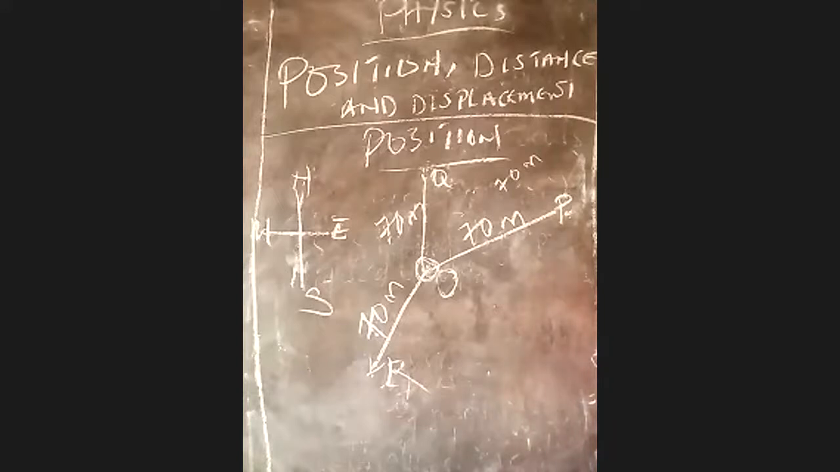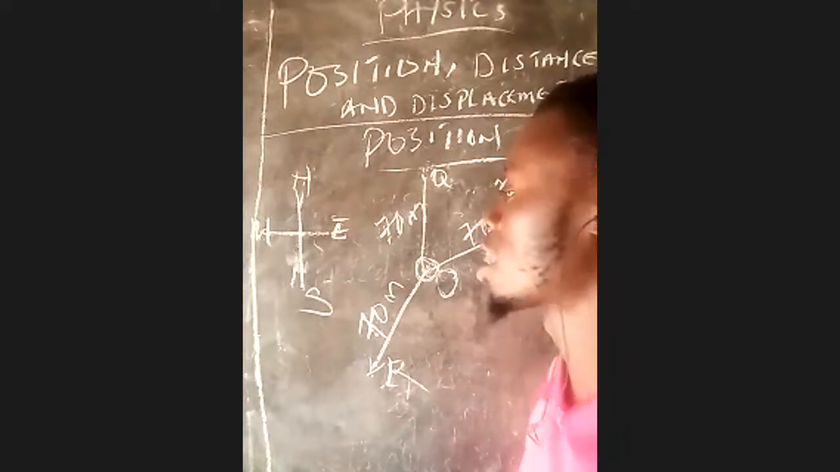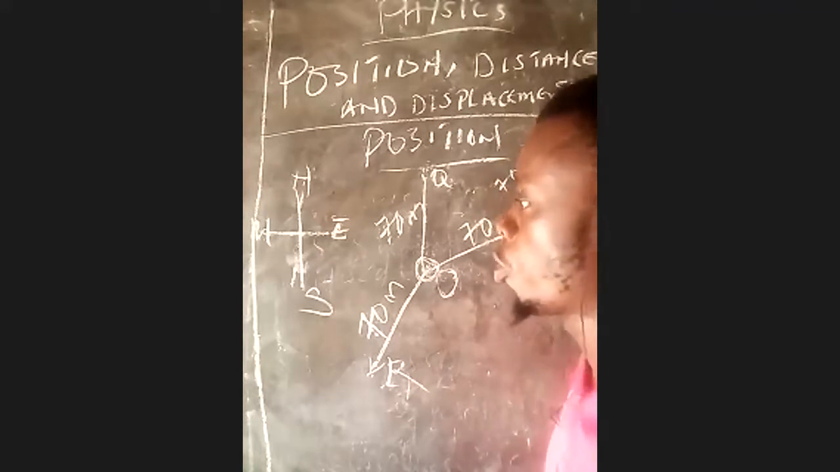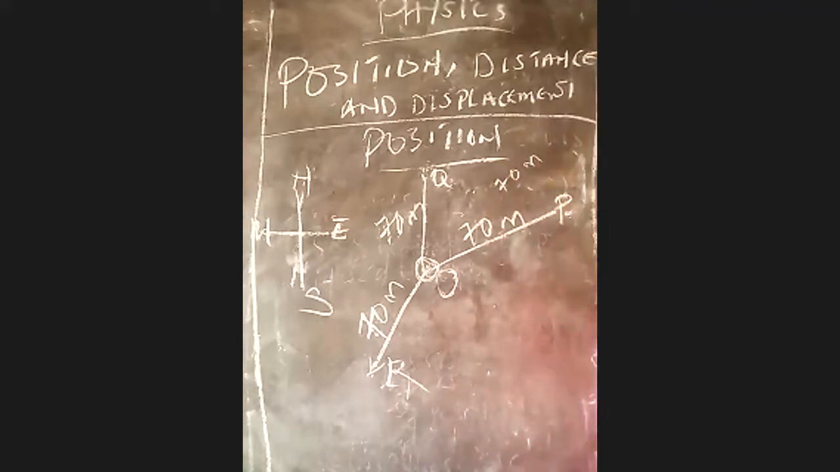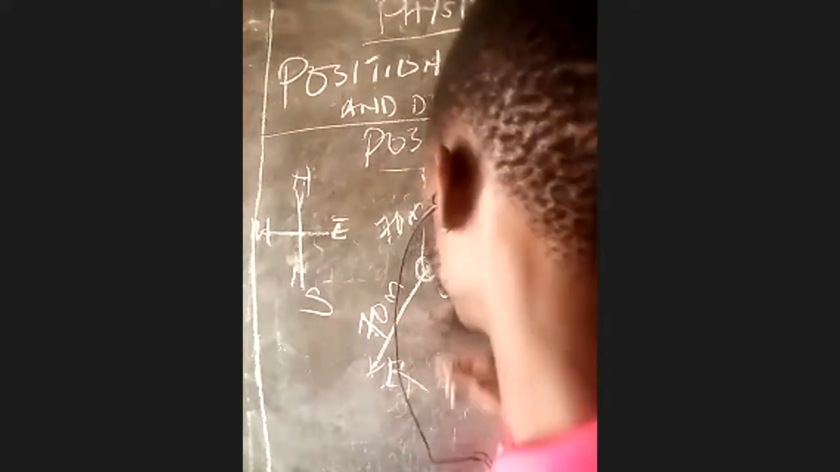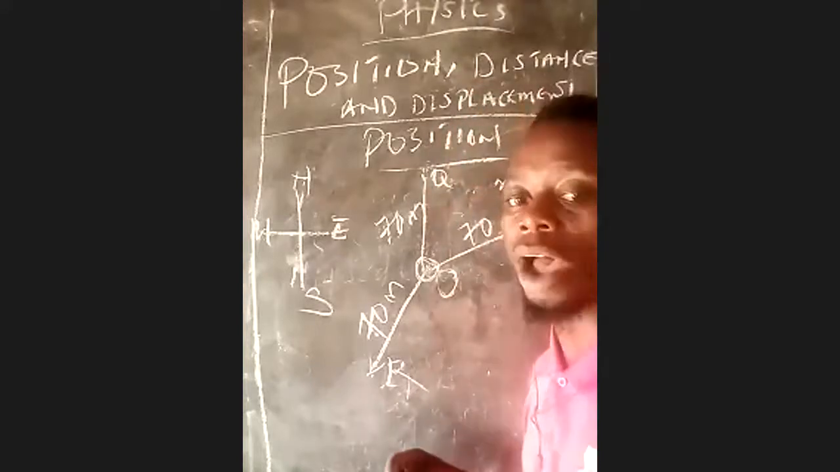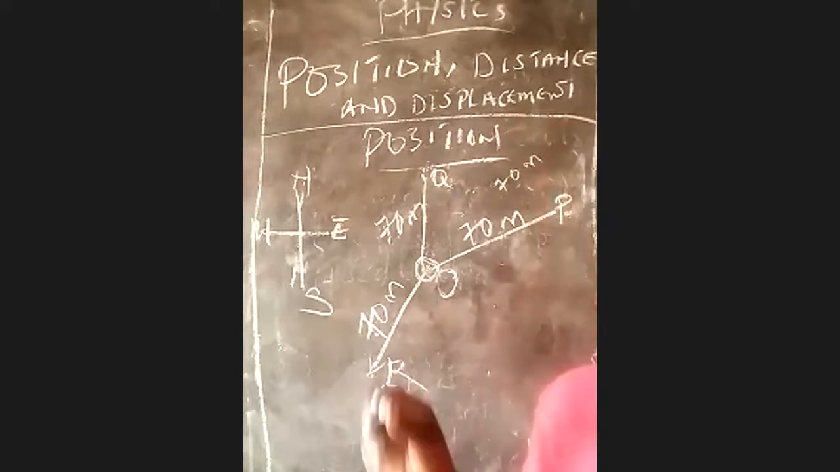So once again, I'm trying to say position is a point in space. It is determined by its distance and direction from other points. So position is determined by direction and distance from other points. That is why we get to know the position of an object.